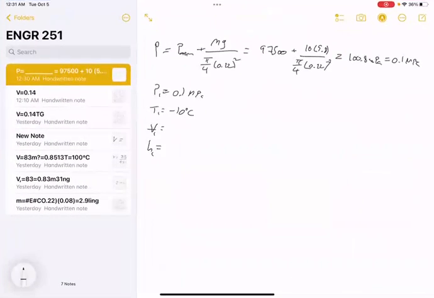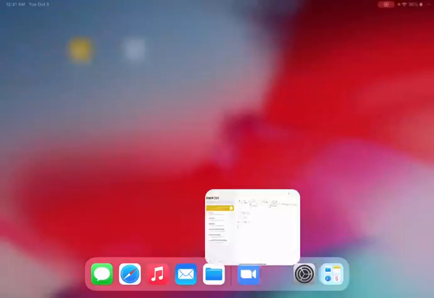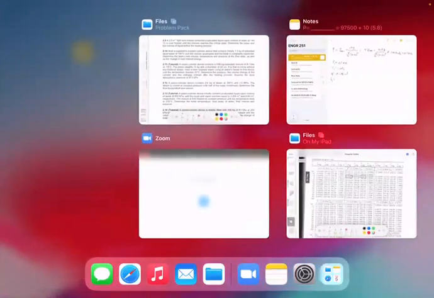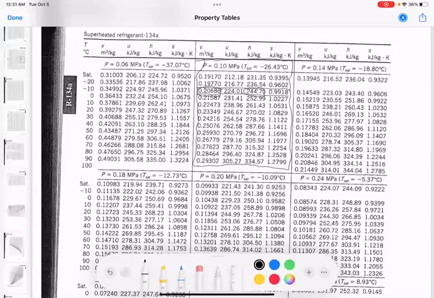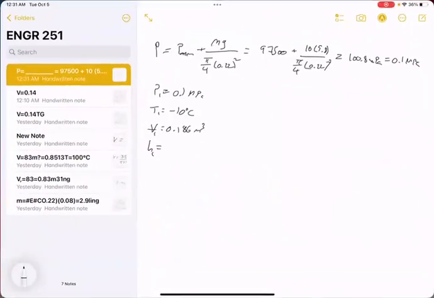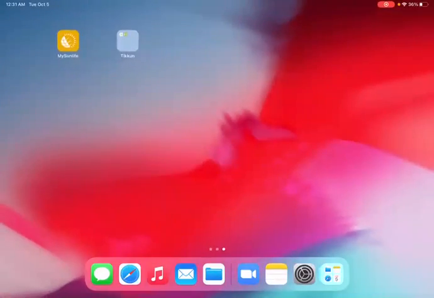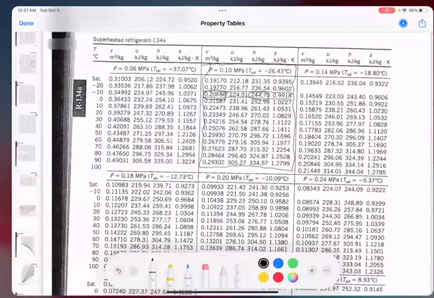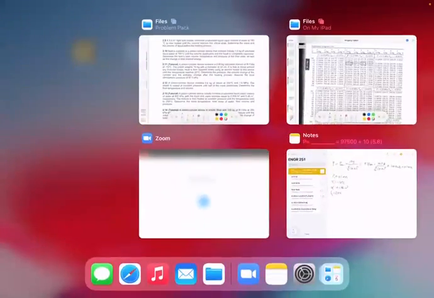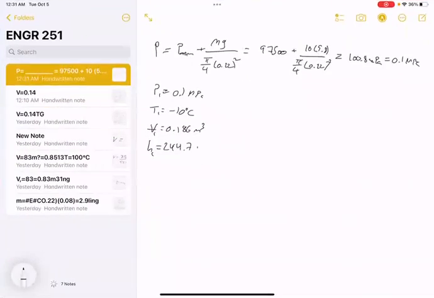So let's write that down. 0.186 meters cubed is our initial volume. And the enthalpy, we just read it off: 244.7 kilojoules per kilogram. Was it 17 or 07? No, 244.7, sorry. 244.7 kilojoules per kilogram. Okay, that's a good start.